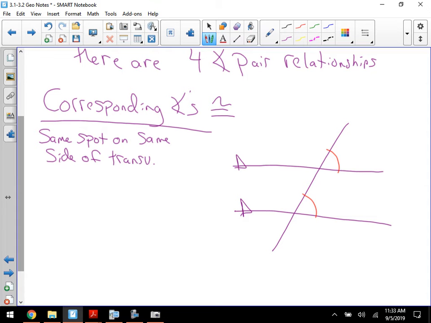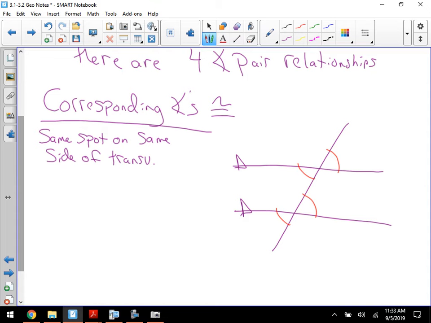If you're in the bottom left, what would correspond to the bottom left? The bottom left of the other one. So if this angle here, oh, that's vertical, isn't it? Which means it's this one. Look at that. Same position, same side of that transversal. That transversal is the one that cuts through. Same position, same side. Those guys will always be equal.